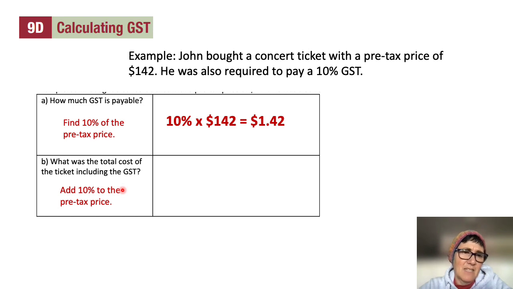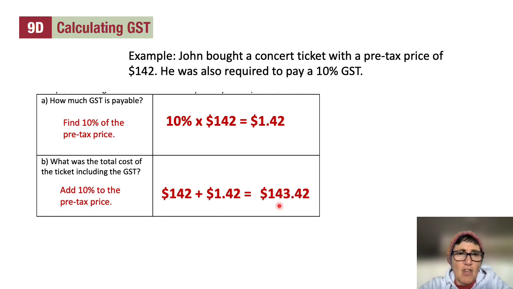Okay, so we're going to add the 10% to the pre-tax price. So he's $142 that goes to the concert organisers, and $14.20 that goes off to the government, and in total he pays $156.20. And you might think that the government's not getting much, but think about every single time someone in Australia buys something, the government's getting that GST from it, unless it's something like bread or milk or medicines.